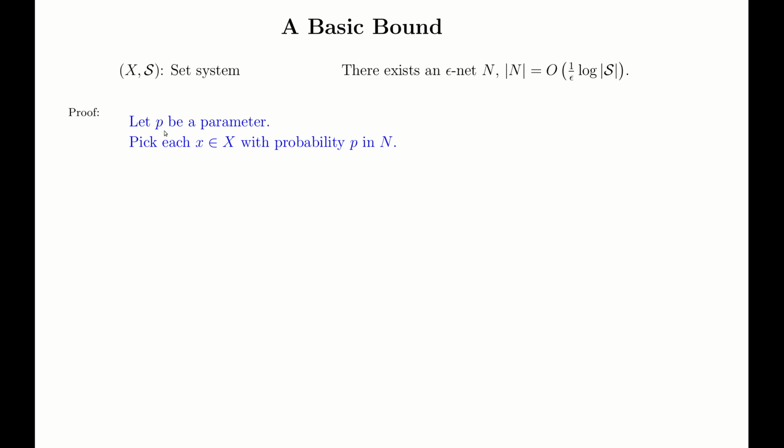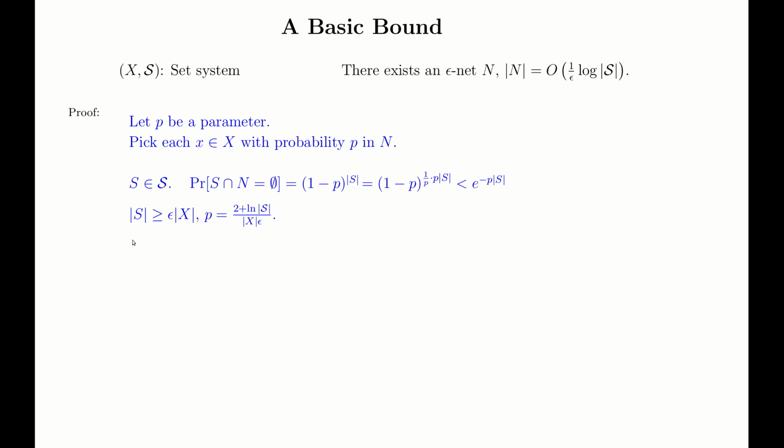We pick P to be a parameter, that is a probability, and then we sample each element with probability P in N. In other words, we include every element of X in N with probability P and exclude it with probability 1 minus P. Let's look at a fixed subset S inside a set system. What is the probability that we do not sample any of the elements in S? Since our sampling is independent, this probability is obviously (1 minus P) to the number of elements in S. By doing some calculation, you can easily see that this is at most e to the minus P times size of S.